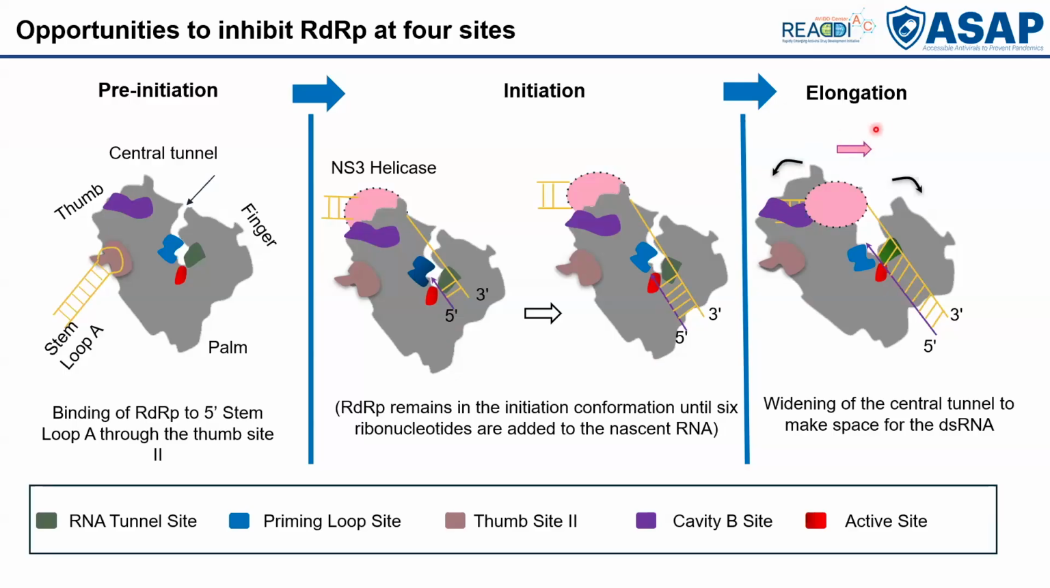The third step is elongation. This is a stage at which RDRP undergoes a large amount of structural transitions. And this is a stage where the nascent RNA is extended from the 7th nucleotide onwards. The main opportunity here to inhibit RDRP is at the cavity B site, where the NS3 helicase interacts, and also the thumb site 2, which undergoes changes in the transition from initiation to elongation. By blocking the thumb site, we can prevent the transition.